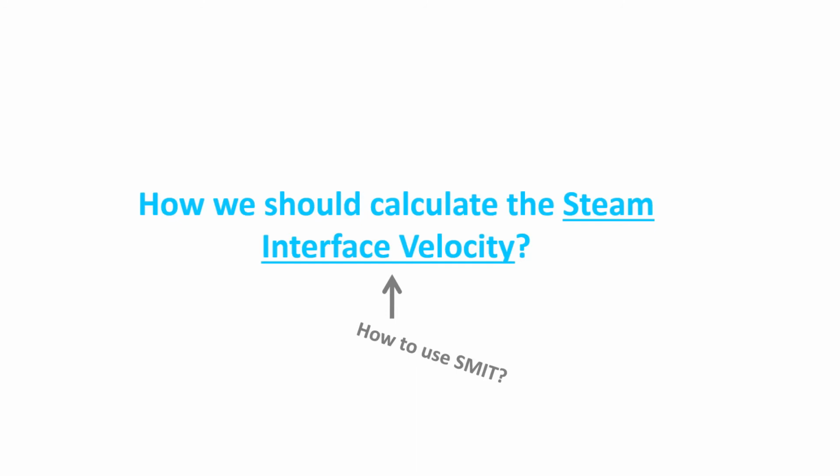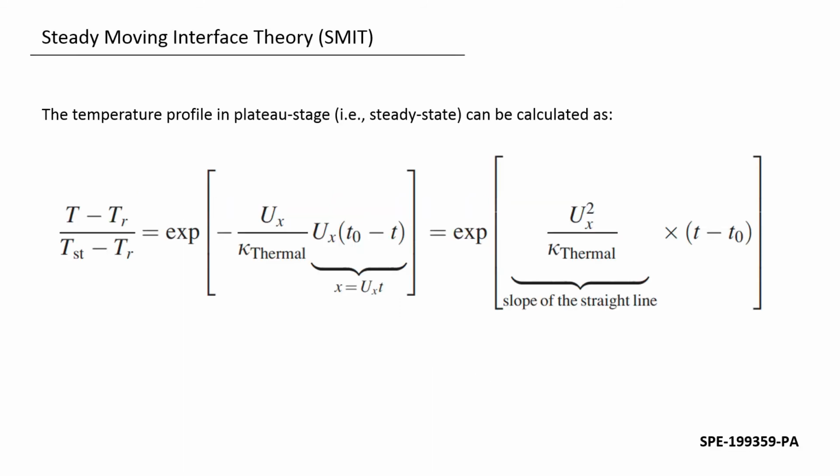That's not been used widely in industry. Not a lot of people do; they just assume there is one parameter they know, like 5 meters per year or something. But there's a method here, called the SMIT chart or the SMIT method, that really captures how the steam interface velocity is changing versus the pay zone. This equation is based on the simple moving boundary conductive flow at the front of a steam interface.